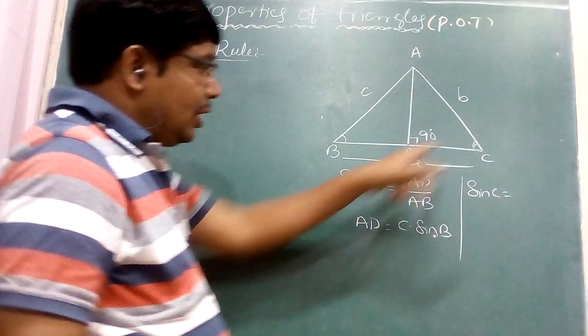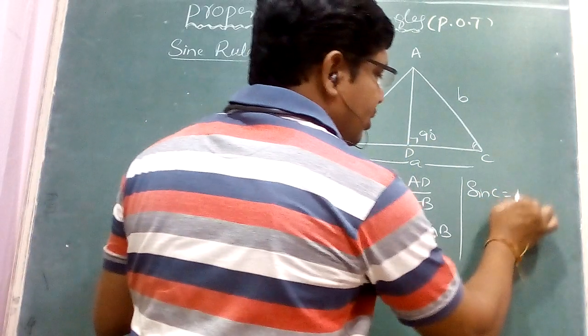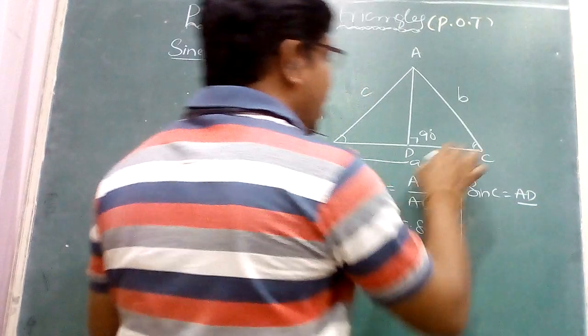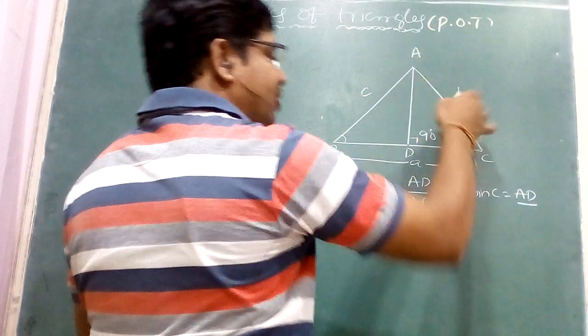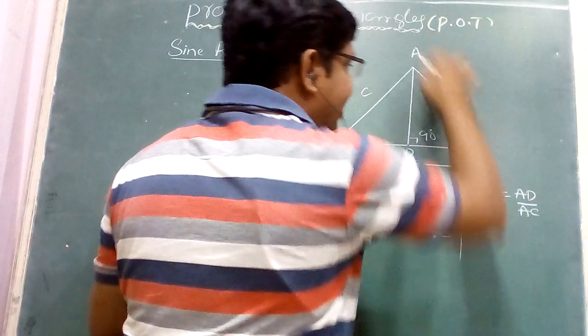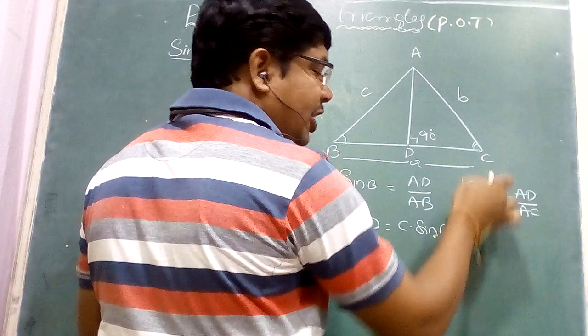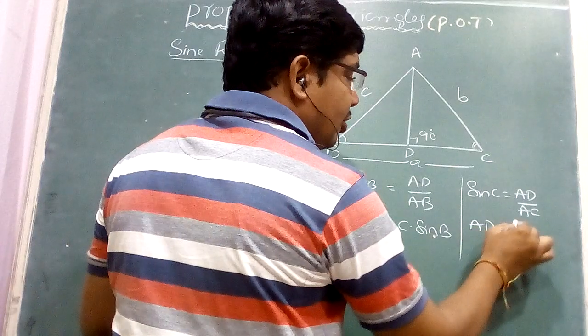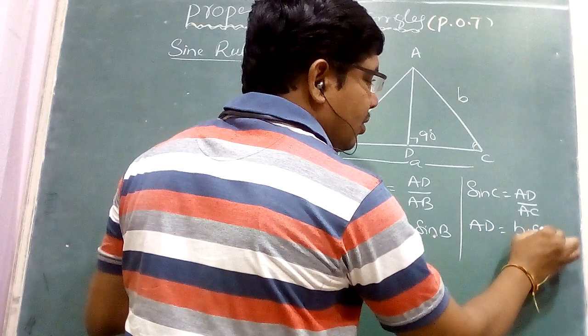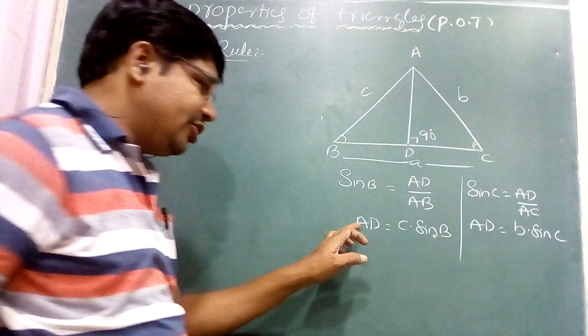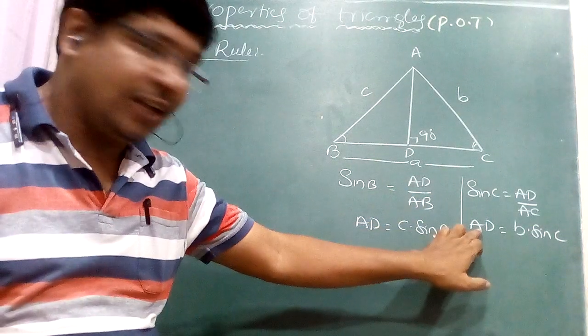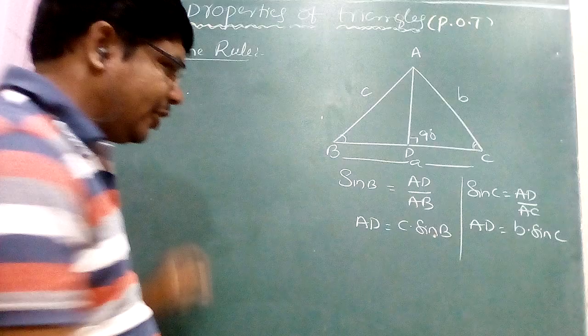Sine C is the opposite side AD by the hypotenuse, that is AC. But the length of AC is b. By cross multiplication, AD is equal to small b into sine C. Observe these two: this is the length of AD only, and this is also the length of AD only. Can I equate these two? Yes, I am equating these two.